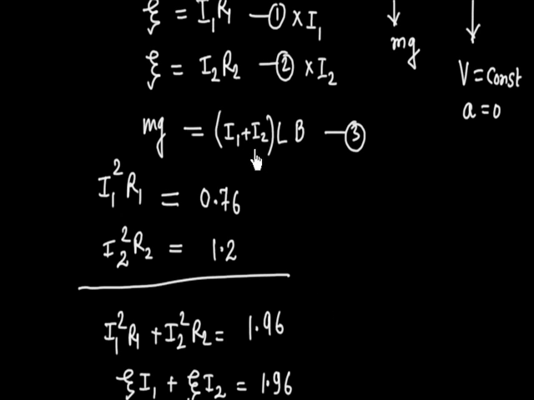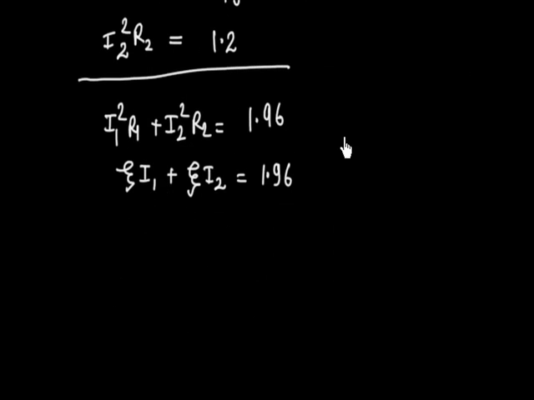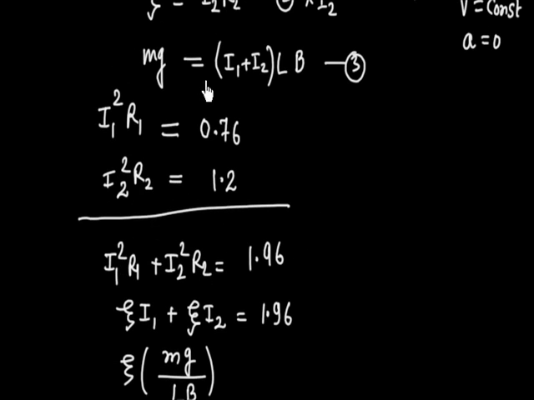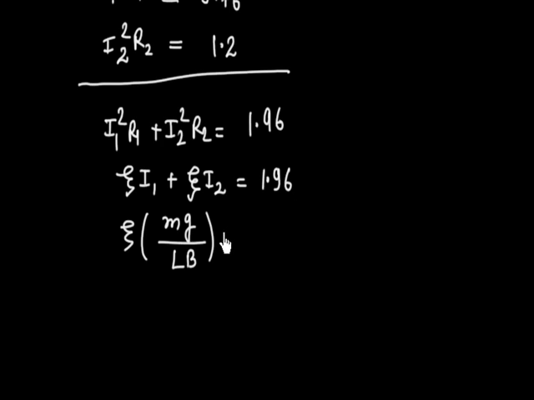And xi times (I1 plus I2), that is mg by lB. So now I can write xi times (I1 plus I2) is nothing but mg divided by L into V. Are you getting or not? This is mg divided by L into V, so this is equal to 1.96. So now I can calculate xi from here.